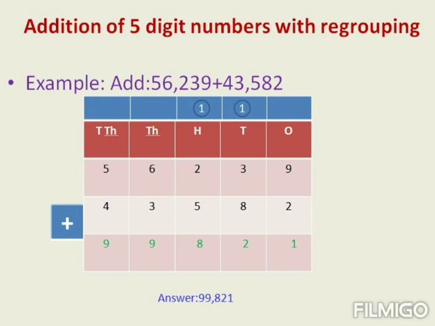Now add this. 1 and 2 is 3. 3 plus 5 is 8. Again move to the thousands place. We have 6 and 3. Here there is no carryover number. So 6 plus 3 is 9. In the ten thousands place, 5 and 4 make 9. Now let us write our answer, that is 99,821. Here the method is the same for all numbers of digits. Okay, separate the number by using commas.